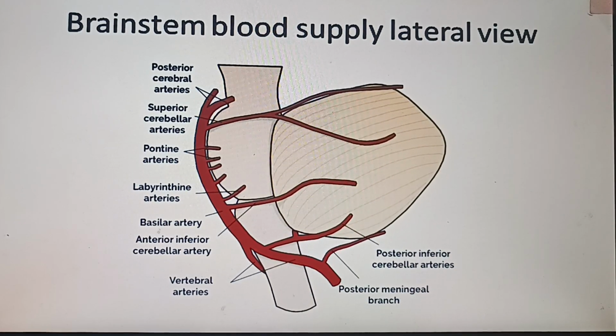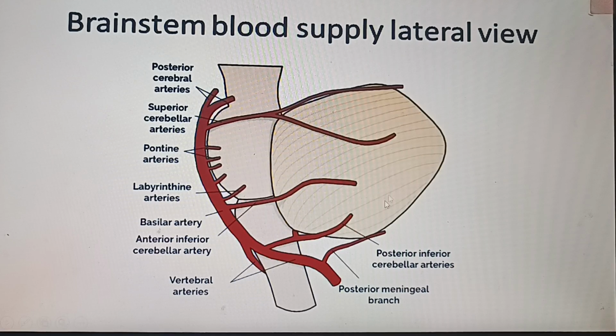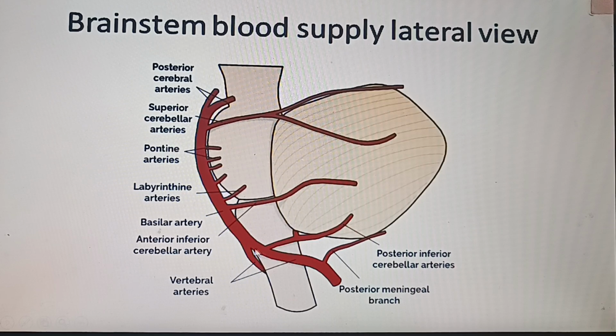What you see here is the lateral view of the hindbrain. You have the brainstem in front and cerebellum behind. The brainstem has three parts. Above is the midbrain, in between is the pons, and below is the medulla, which continues down as the spinal cord.